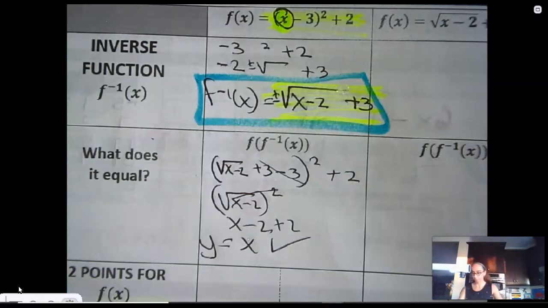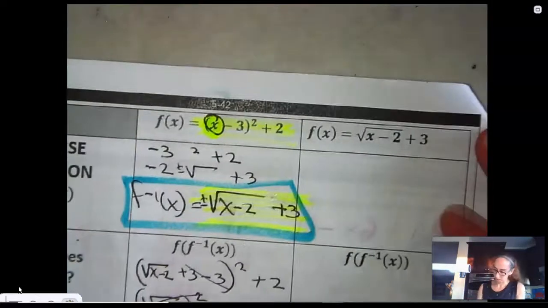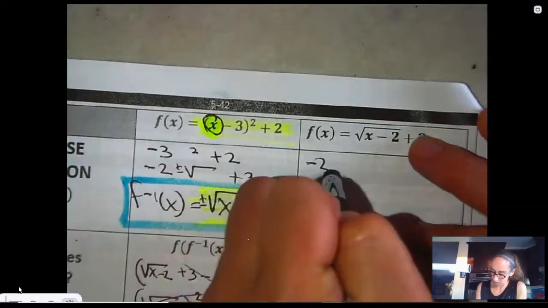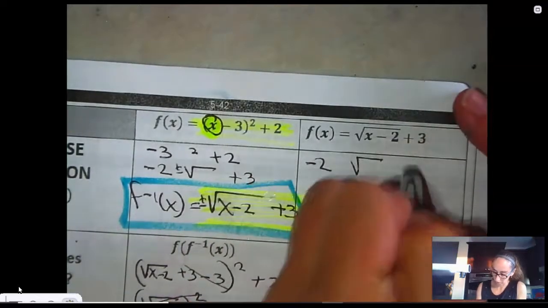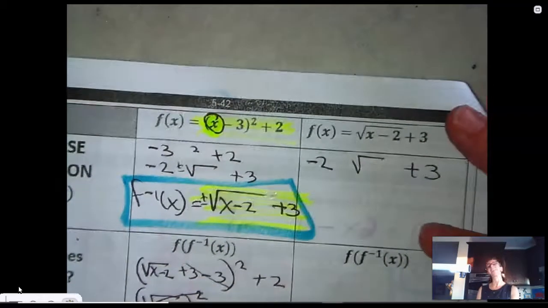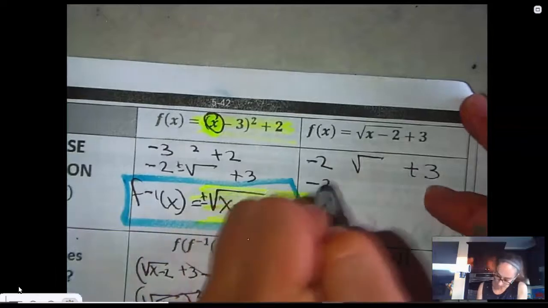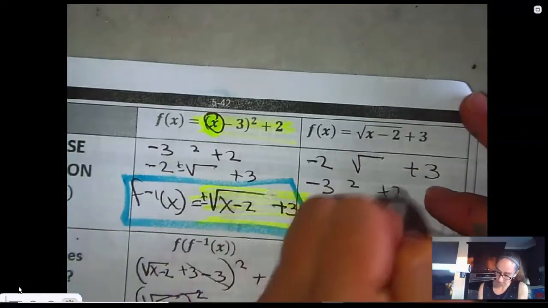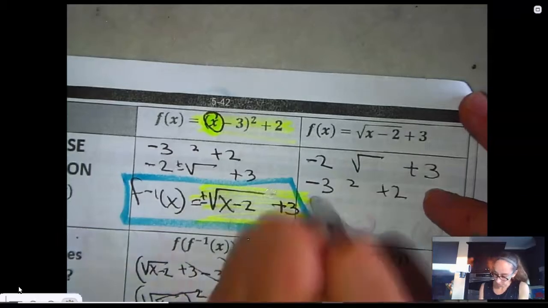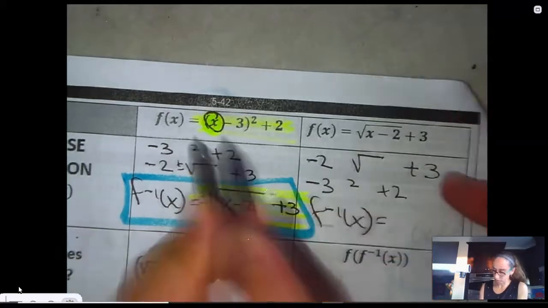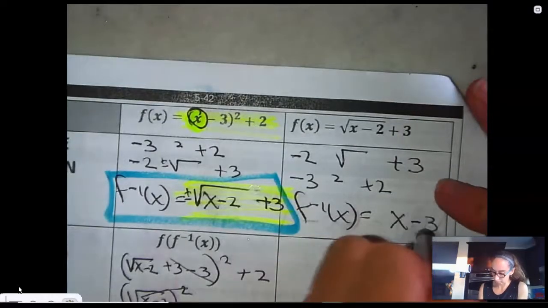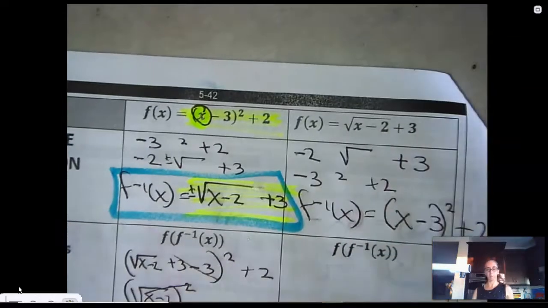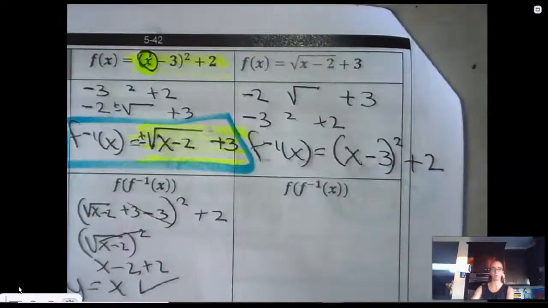Okay, let's do this one. What's the first thing I do? You should be doing this yourself. Subtract 2. Next thing, square rooting. Next thing, adding. Okay, let's go backwards. Subtract 3. The inverse of square rooting is squaring, and then add 2. So I go f inverse of x equals, take my number, subtract 3, square it, and add 2. And you go, I don't know if you're right, Miss Rifkin.